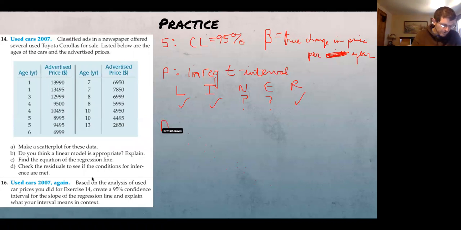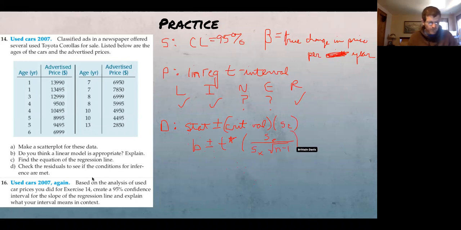All right, so to do my calculation, it's the statistic plus or minus a critical value times the standard error. My specific formula is going to be b plus or minus t star times s, and you can even put s sub e over s sub x times the square root of n minus 1. We don't have those values, so I'm not even going to plug it in. I'm going to let my calculator do the calculations from here.